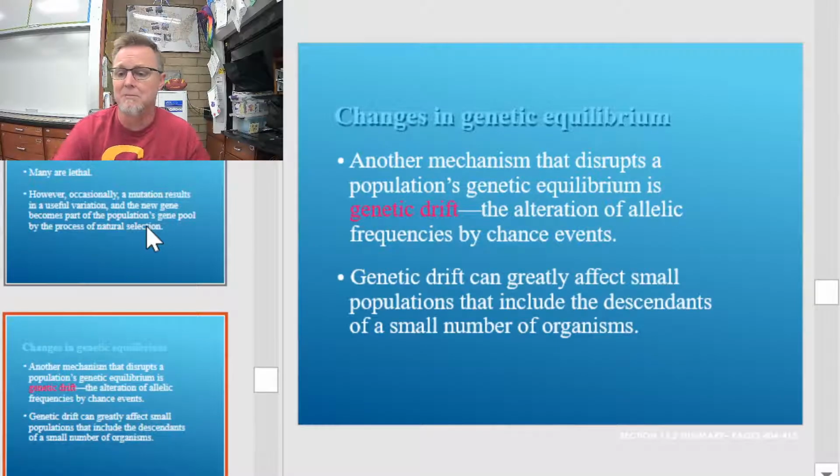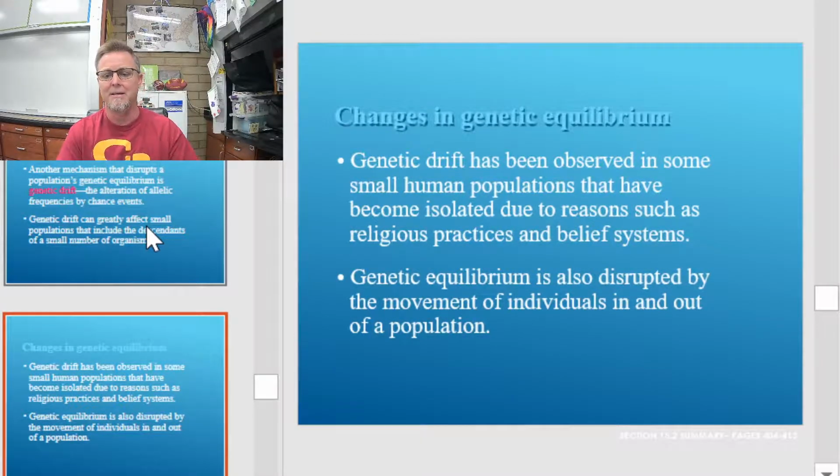Another mechanism that disrupts a population's genetic equilibrium is genetic drift. This is the alteration of allele frequencies by blind dumb luck, random chance. Genetic drift can greatly affect small populations that include the descendants of a small number of individuals, but it really has zero impact when you have huge populations. The smaller the population, the narrower the gene pool is, and the greater impact genetic drift will have on its outcome. Okay? Genetic drift has been observed in some small human populations that become isolated due to reasons such as religious practices and belief systems.